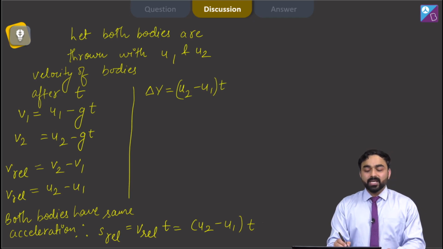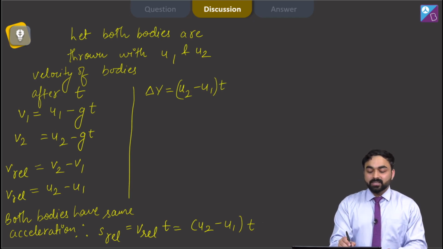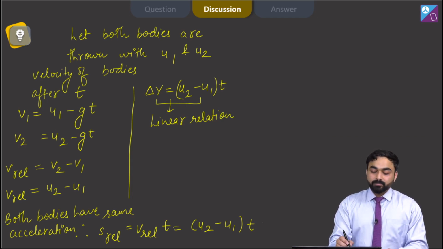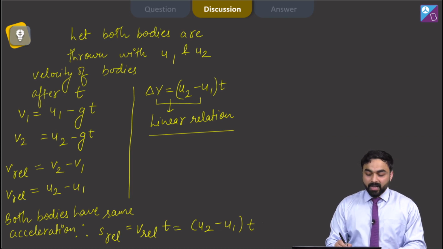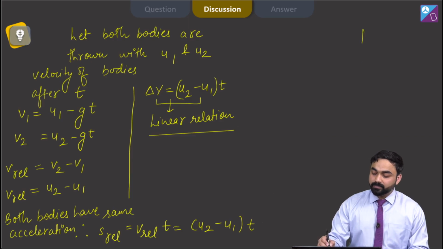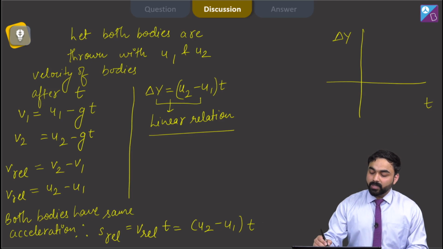And you can clearly check from here that this relationship is a linear relationship. Therefore, as it is a linear relationship, the graph between separation and time, delta y and t, will be a straight line.